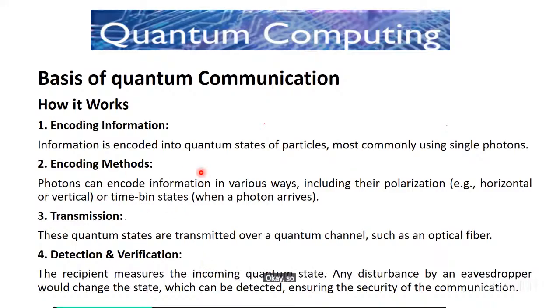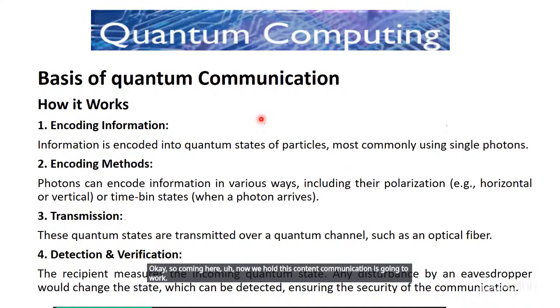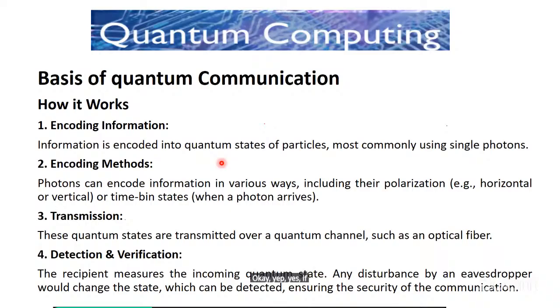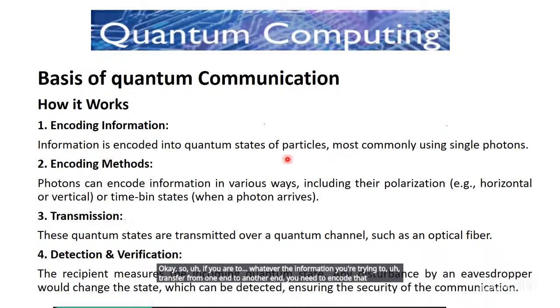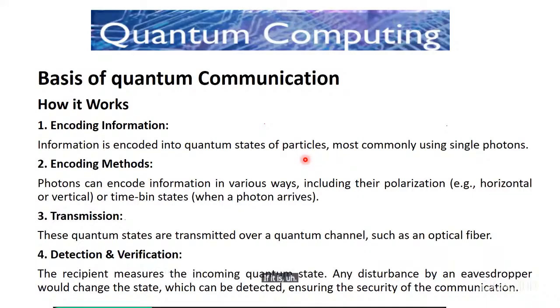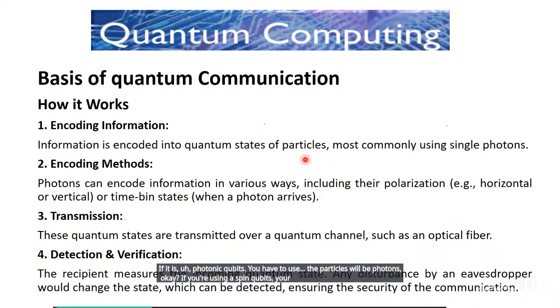Okay, now how is this quantum communication going to work? First of all, whenever you are sending data from one point to another point, we have to encode the information into the quantum states of particles. If you are using photonic qubits, your particles will be photons. If you are using spin qubits, your particles will be spin. So whatever information you are trying to transfer from one end to another end, you need to encode that into quantum states of particles.